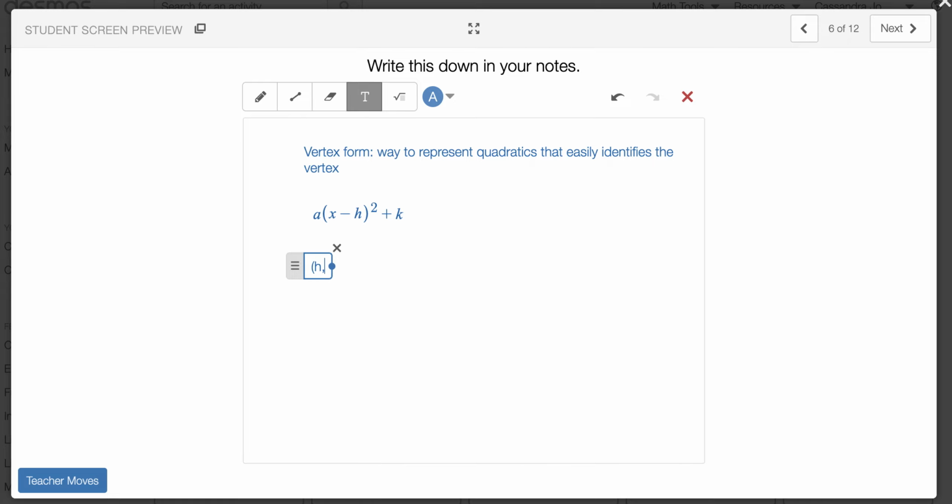So now (h, k) is the vertex. And h is a liar. So if we notice, inside parentheses, h is negative, but our actual vertex is positive. So all that means is that when we are identifying the vertex, we have to actually flip the sign of our h value. So if our h is positive, we want to make it negative. If our h is negative, we want to make it positive. So pause this if you do not have these written down, and then let's actually start graphing.